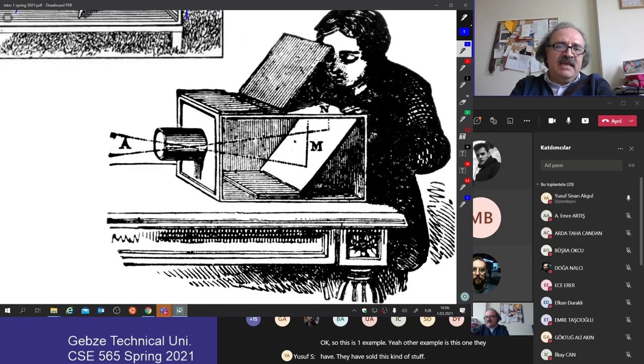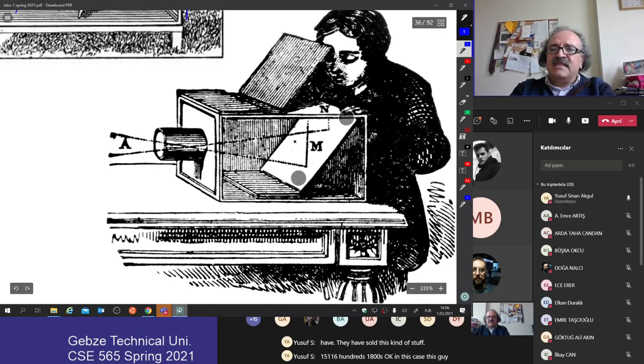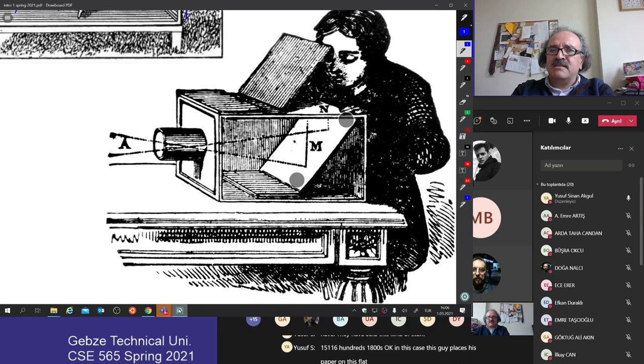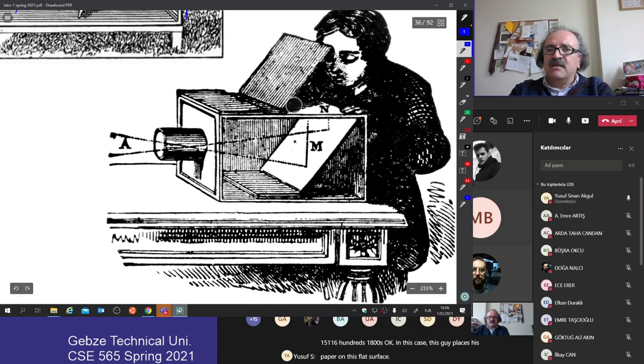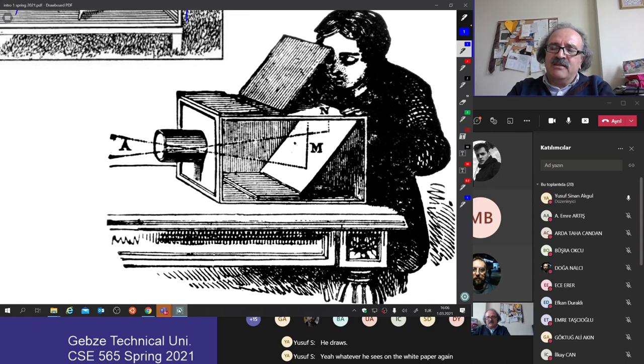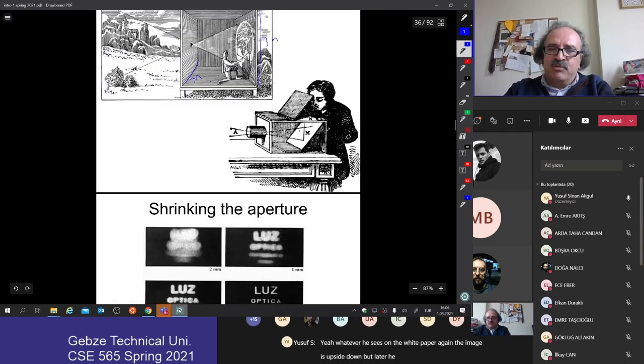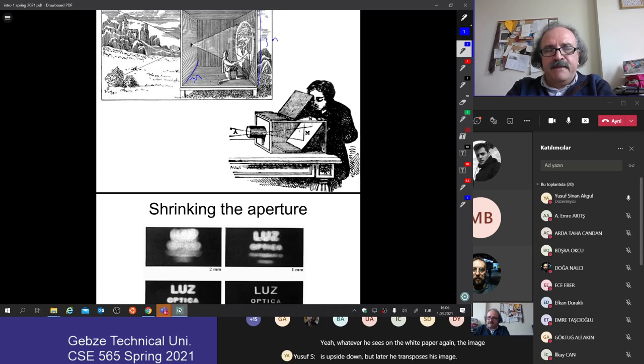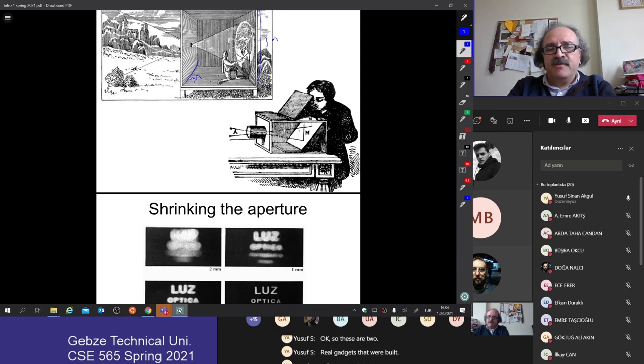1500s, 1600s, 1800s, okay? In this case, this guy places his paper on this flat surface, okay? Makes it dark, and the pinhole is here. He draws whatever he sees on the white paper. Again, the image is upside down, but later he transposes his image. Okay, so these are two real gadgets that were built a few hundred years ago.